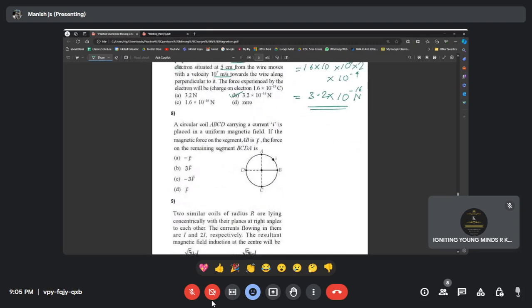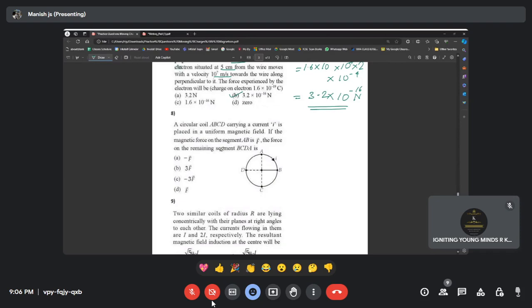So next you have the eighth question. Okay, a circular coil is carrying a current of I, which is placed in a uniform magnetic field. Okay, so what is the magnetic force? If the magnetic force on the segment AB is going to be F, then the force on the remaining segments, which is BCDA, they are asking what would be the force experienced by the remaining segment. Okay, that is what they are asking. This is also easy only.